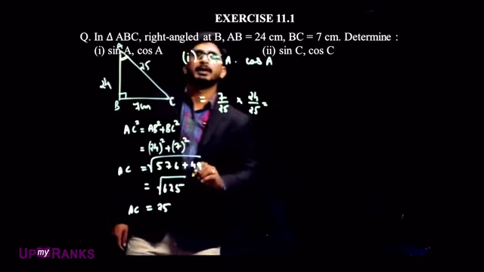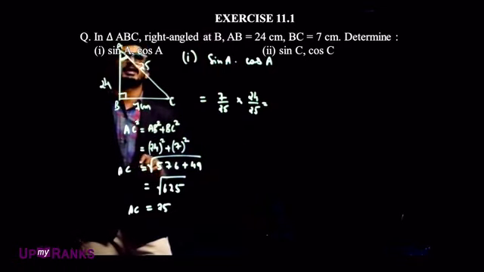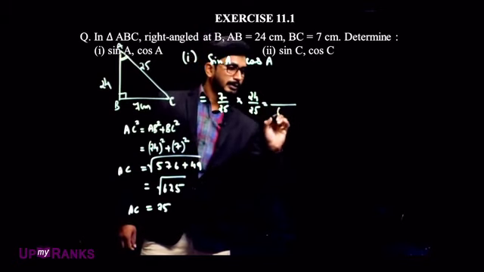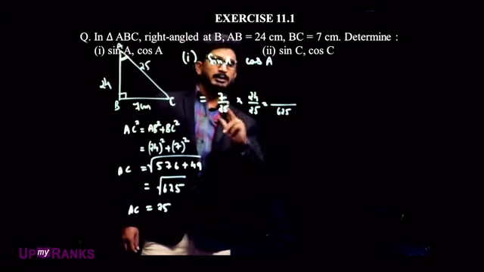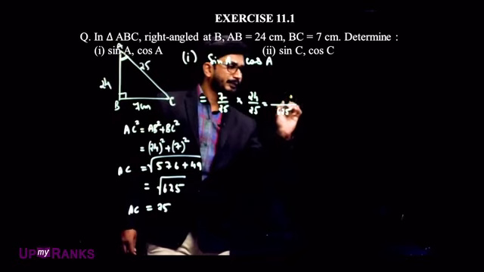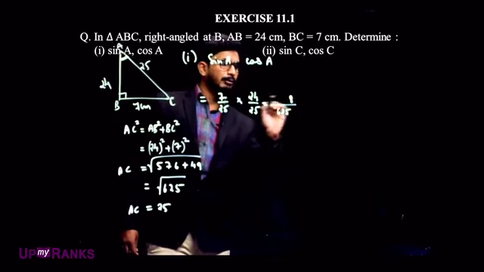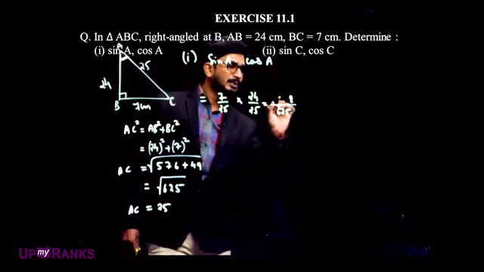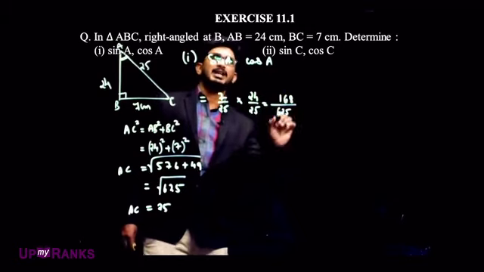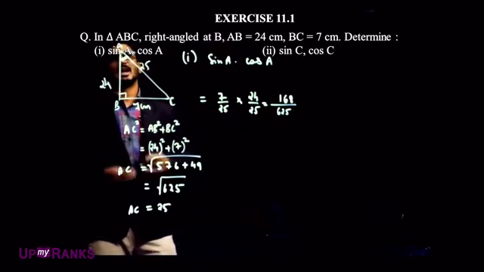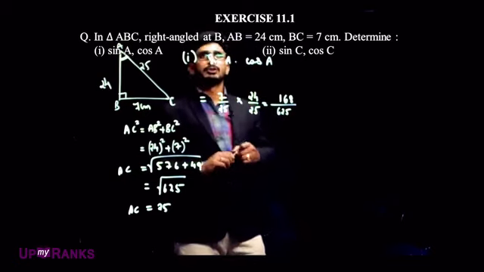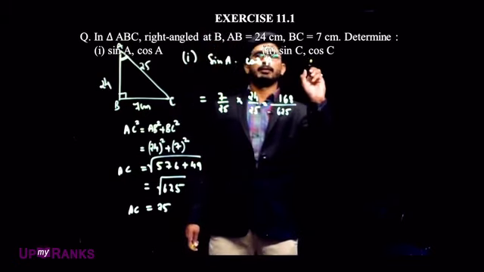So we have to find this, children. How do we find it? 25 into 25, which is 625. 7 into 24: 7 4s are 28, 2 carry, 7 2s are 14, 14 plus 2, 16. So 168 divided by 625 is the answer for this. Is this clear, children? So how did you do it? Is this clear? So similarly, the next problem.